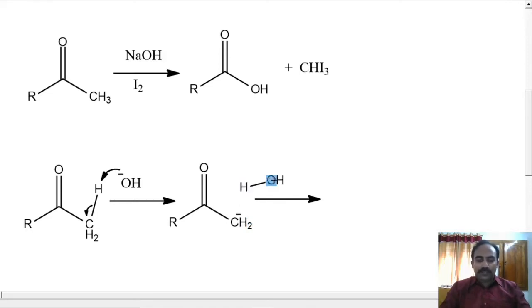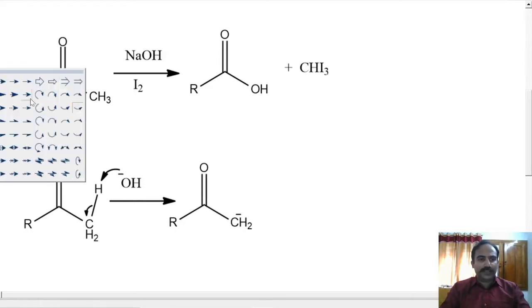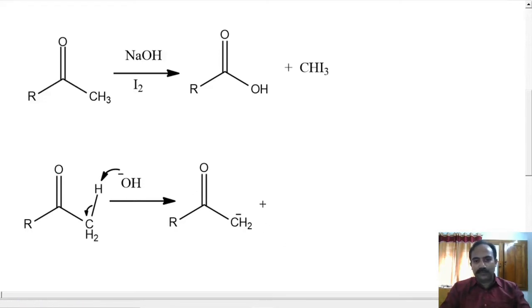So a water got eliminated, and there is a negative charge on this carbon. And obviously this negative charge is resonance stabilized. We can show that resonance structure. So this is the resonance structure, and this of course is an enolate. This can interact with the iodine. This can react with the iodine.